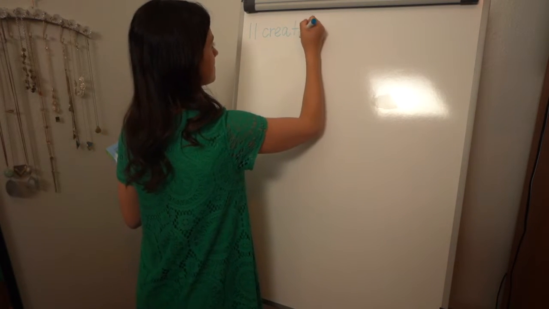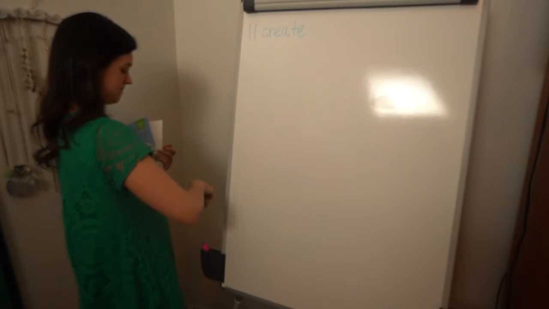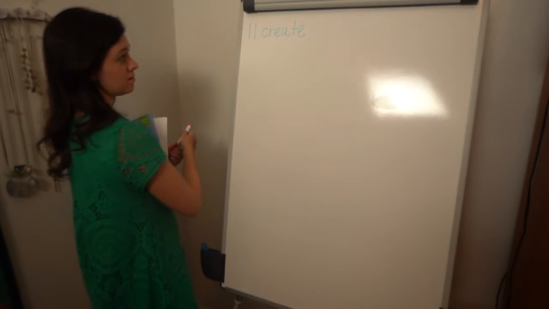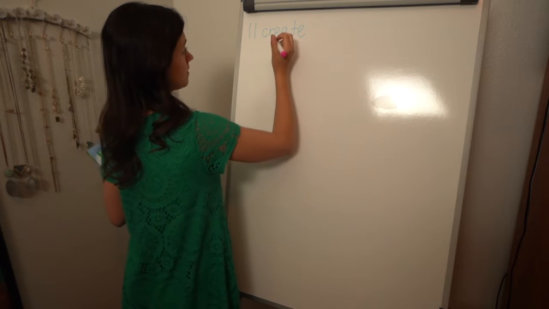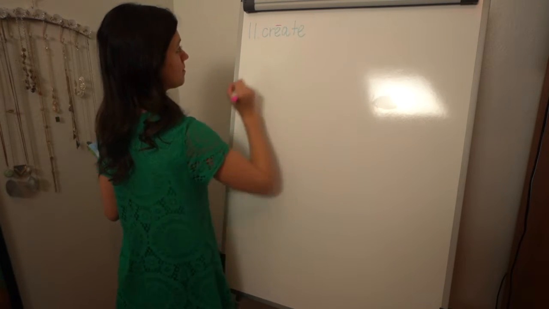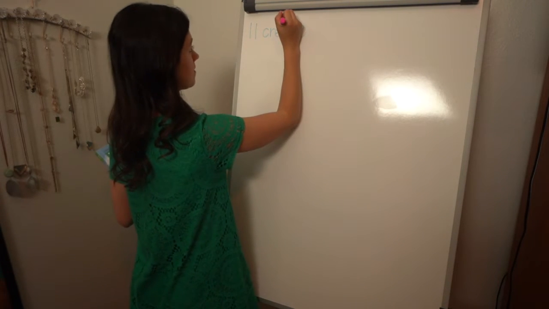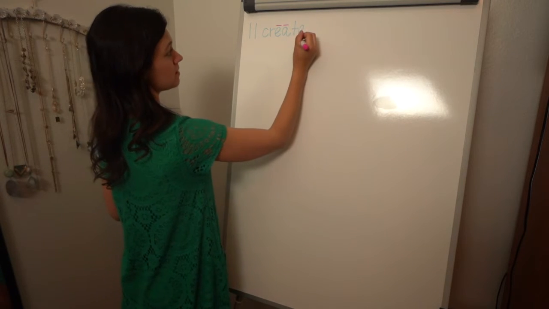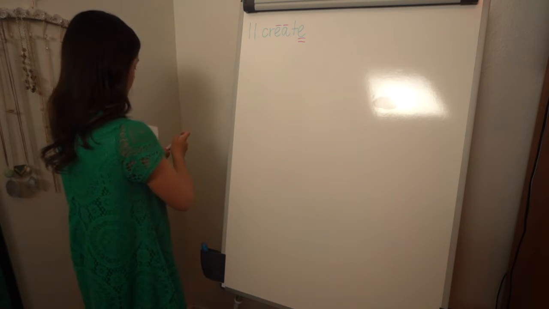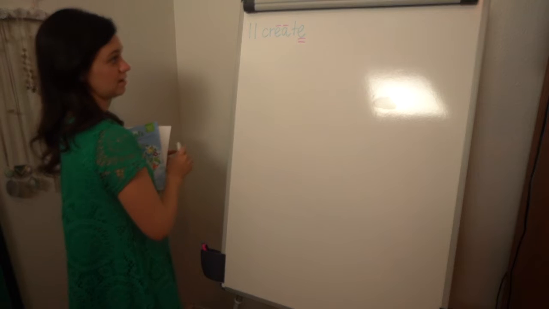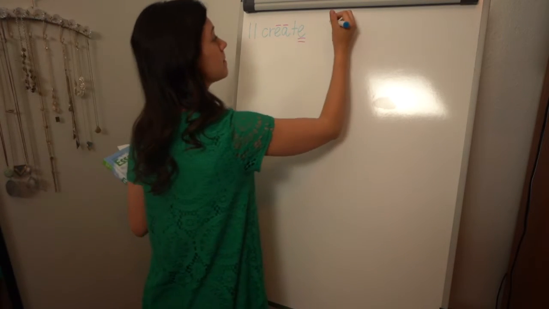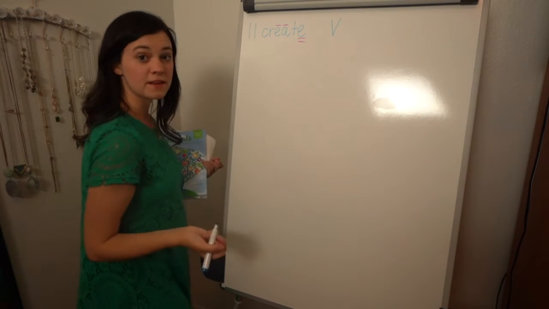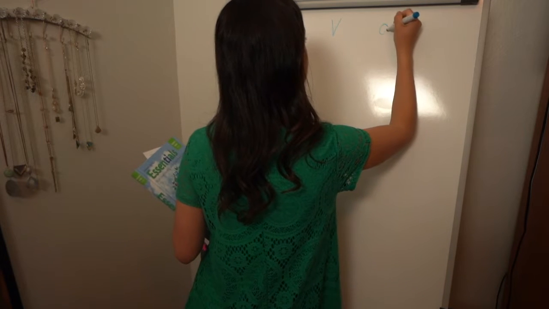K-E-A-T. All right. Now to mark this word, we're gonna put a macron on top of our E and a macron on top of our A, and then we're also gonna double underline that silent final E. Now create is a verb. If we wanted to make this past tense, we would say created.